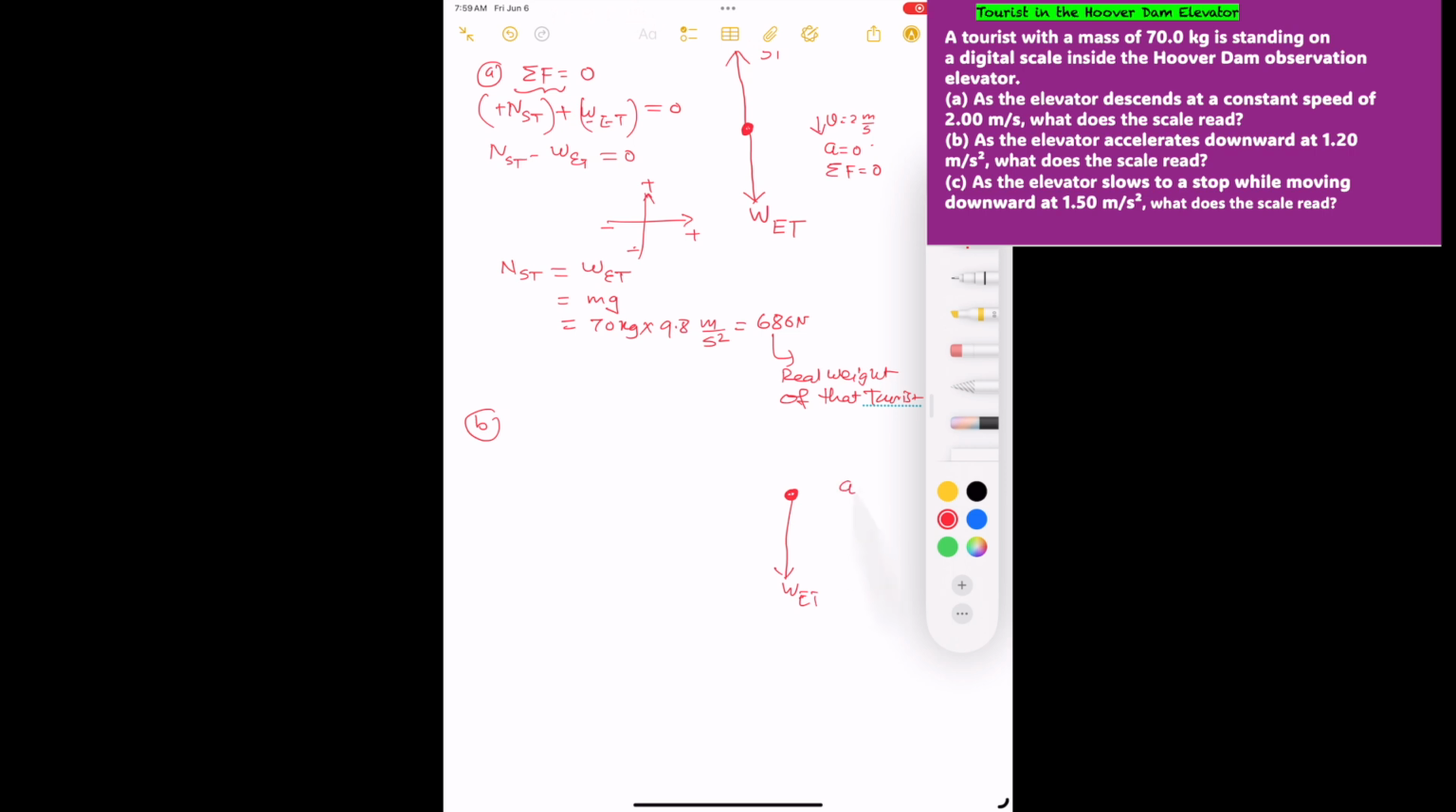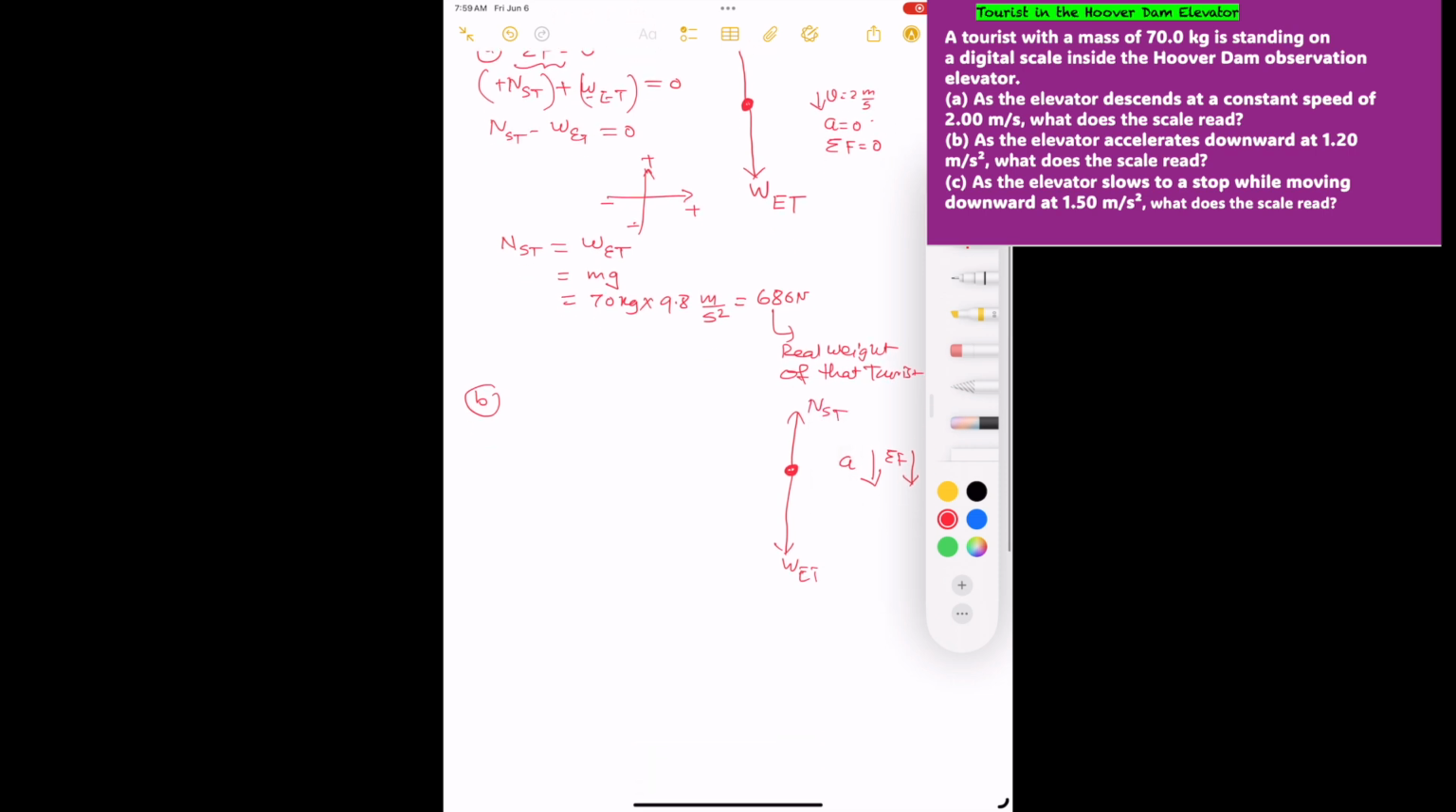Now the acceleration is downward. Then the net force must be downward, because the direction of the acceleration is the direction of the net force. So to have the net force downward, the normal force must be smaller than the weight force. Normal force we denote N_st, so use the second law of motion, F equals mass times acceleration.